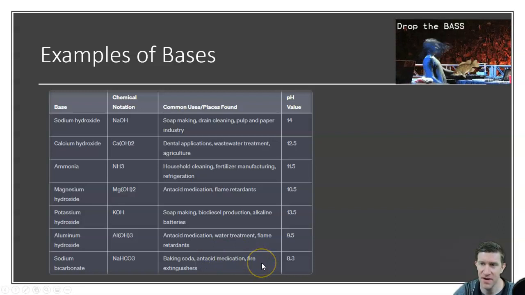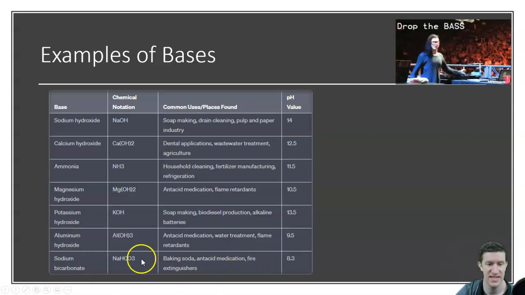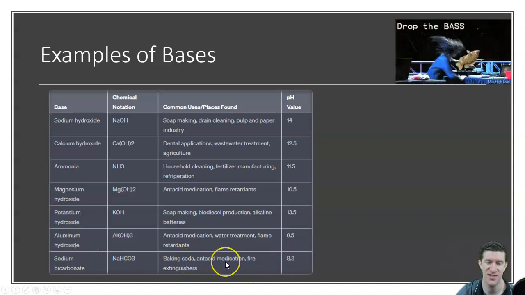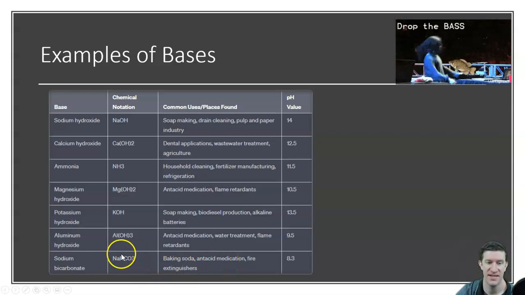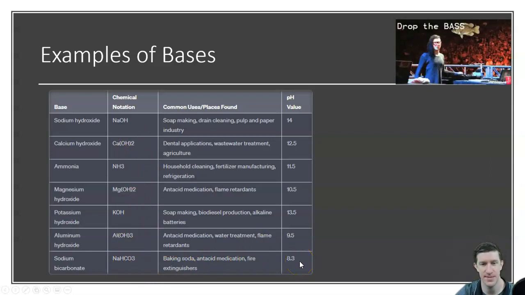And then, very, very common, sodium bicarbonate, or bicarb soda as people call it. It's actually a basic substance, 8.3. So baking soda, we use it in fire extinguishers, antacid medicine. That's its equation. We'll see equations later on, but it is a caustic substance.